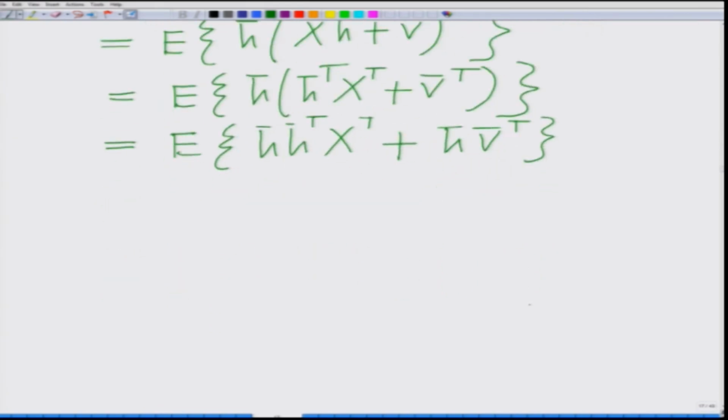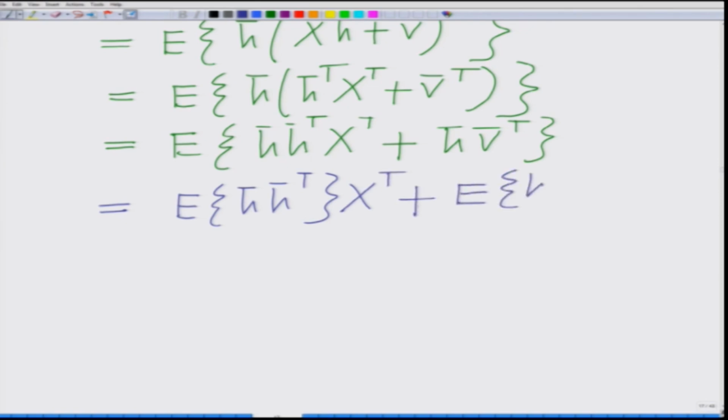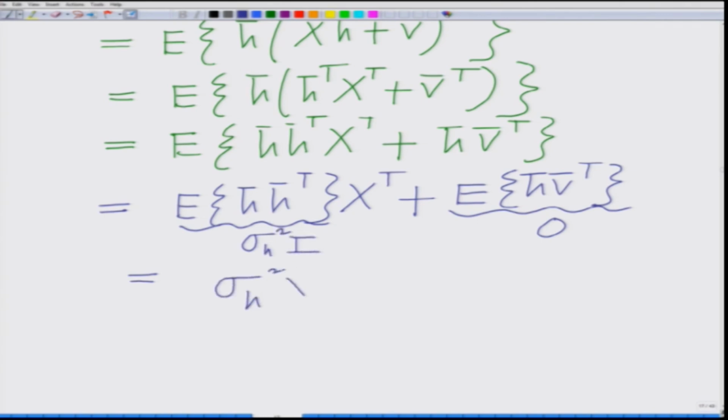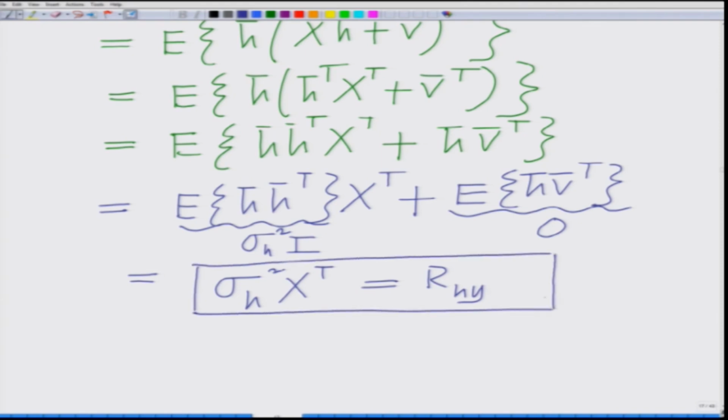Expanding it term by term, again take the expectation operator inside. This is going to be expected value of H bar H bar transpose x transpose plus expected value of H bar V bar transpose. Noise and channel are uncorrelated, so expected value of H bar V bar transpose is 0. This is equal to expected value of H bar H bar transpose x transpose. We have already seen this is sigma H square times identity. Therefore this becomes sigma H square times x transpose. This is your R H y.